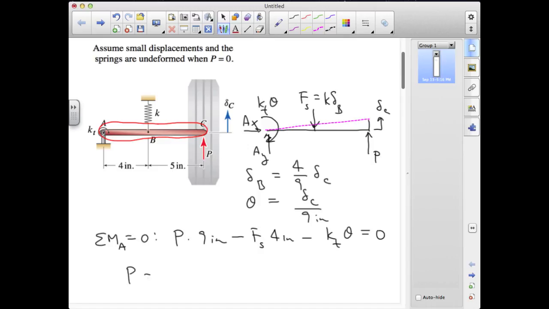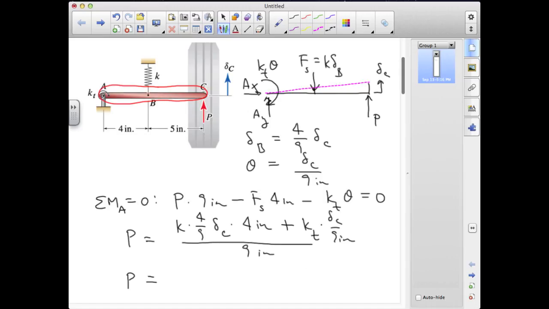We can write P is equal to the spring force, which is the spring constant K, times the deflection at B, which is 4 over 9 times the deflection at C, and that's times 4 inches. Plus we have the restoring moment from the torsional spring, which is the torsional spring constant times theta, which is the deflection at C over 9 inches. And all of that is divided by 9 inches.